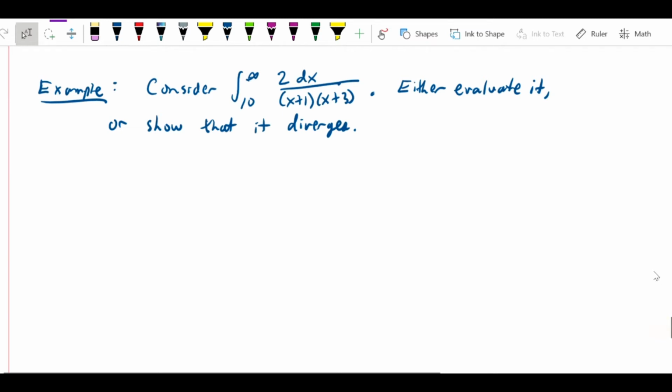Okay, so now we're going to do just a slightly different type of problem that combines a couple of things that we already know. We're going to consider the integral from 10 to infinity of 2 over (x plus 1)(x plus 3). And what we want to do is either evaluate it or show that it diverges.